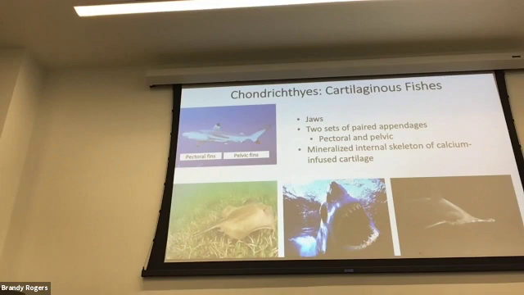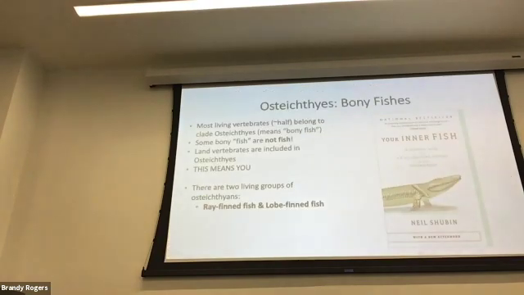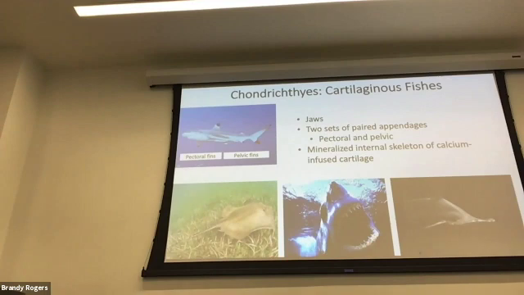When you see the next group, Osteichthyes, you guys have probably heard that term osteo before. Osteoporosis, osteoarthritis. What does osteo mean? Bone. So if you can remember this one, because it's more familiar, you can probably remember that the other one means cartilage. So chondro means cartilage, osteo means bone, ichthyes means fish.